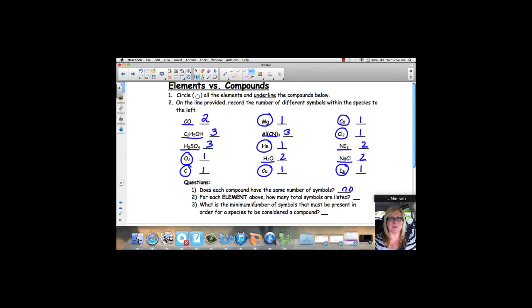For each element above, how many total symbols are listed? Well, each element only has 1 symbol. What is the minimum number of symbols that must be present in order for a species to be considered a compound? Well, remember, a compound is 2 or more different, so the minimum number is 2.